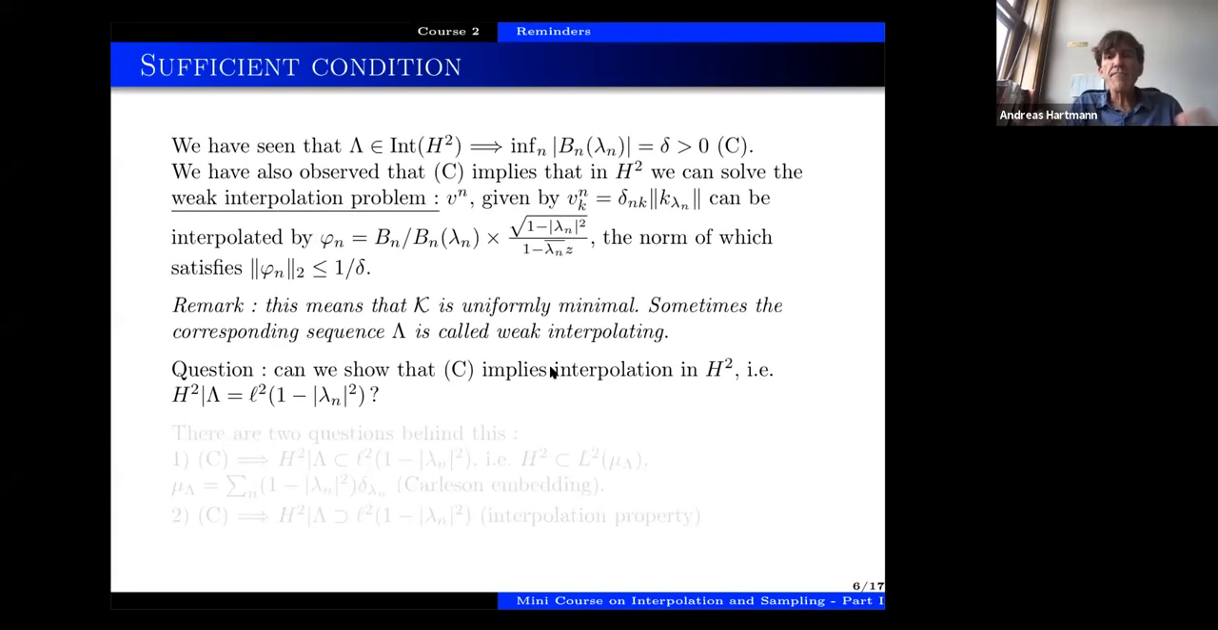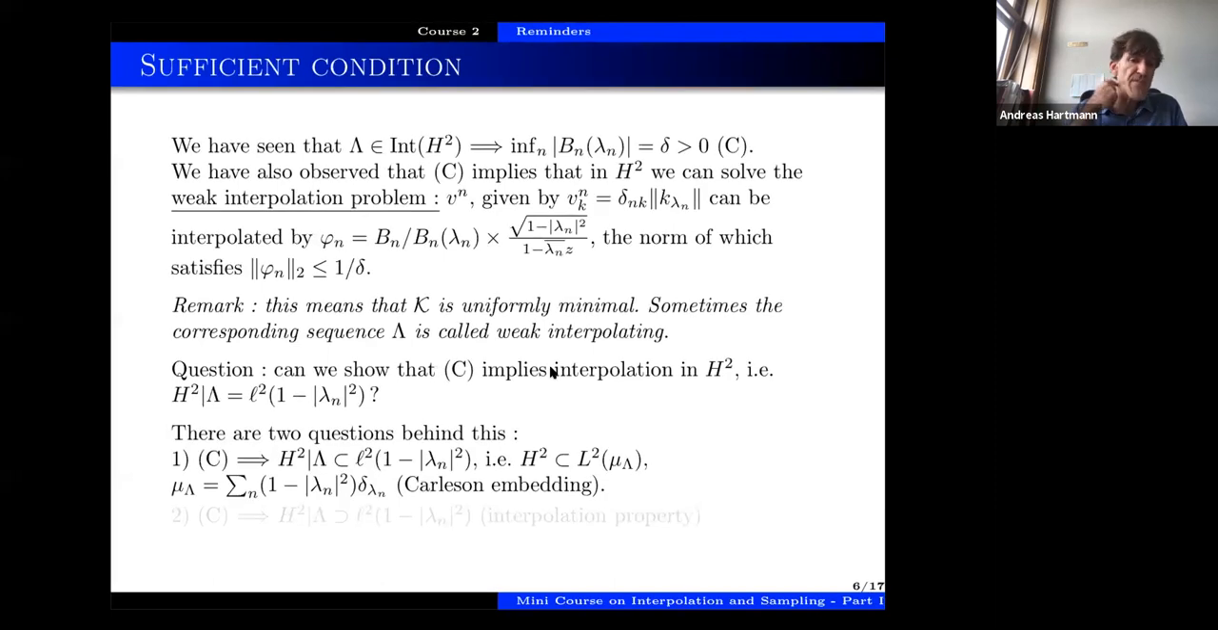Okay, so if you want to show that it's a Riesz sequence, or equivalently that it's interpolating, then we have to solve two problems. The first one is we have to show that the restriction operator is well defined. It goes into the sequence space. And if I define this measure here, which is just a weighted combination of the Dirac measures associated with the points, then this is exactly a Carlson embedding.